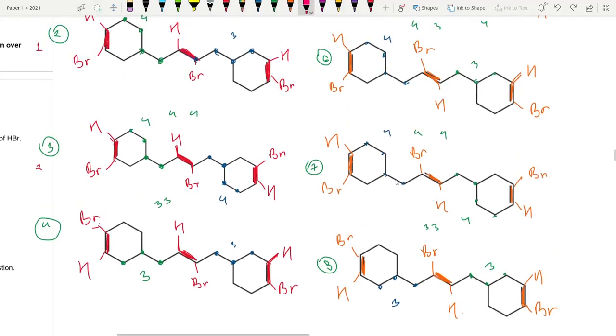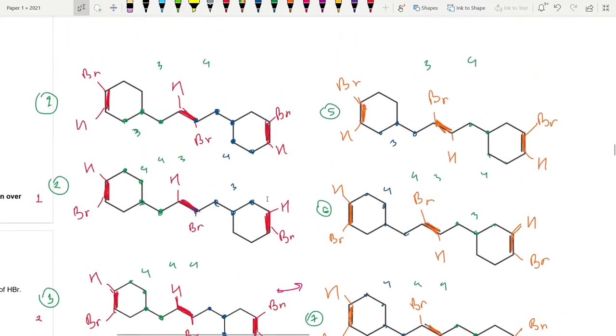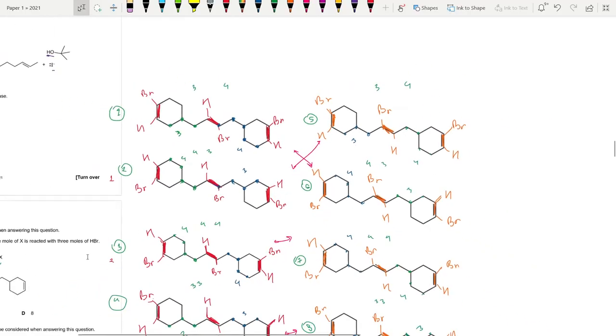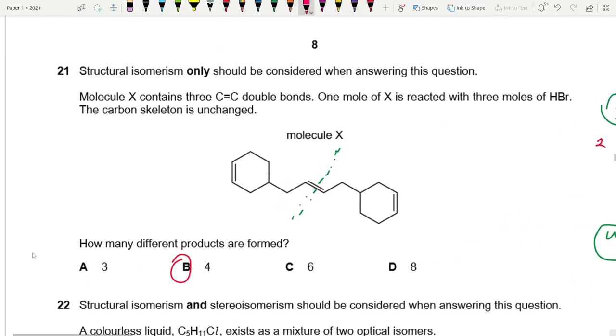So these two are the same. Then 4 4, these two are the same. What about this? Hydrogen to hydrogen is 4, hydrogen to hydrogen is 3. So this one is the same as this, and this one is the same as this one. It's a bit complicated, but you need to understand that since there's no cis-trans isomerism, where you put the bromine and hydrogen here doesn't matter. That's totally up to you. You can put it anywhere. You can also invert it.